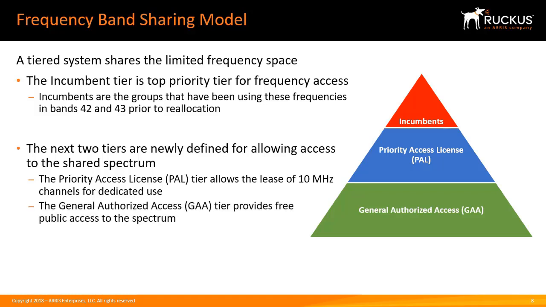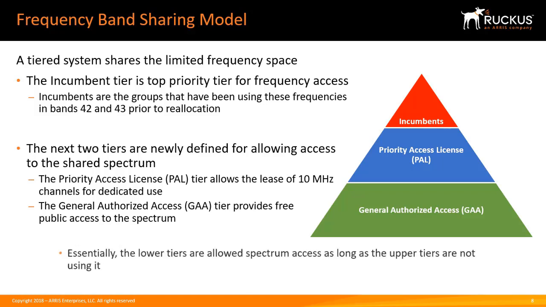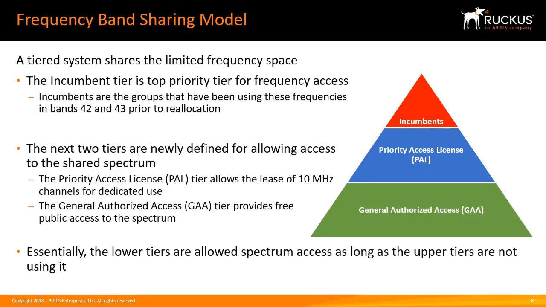The lowest tier is the General Authorization Access, or GAA tier. It provides free public access to the CBRS spectrum. Therefore, any channels within the spectrum that are not used by incumbents, which are rarely used, or PALs, which are capped to 7 of 15 10 MHz channels, are available for public use. Essentially, and this is the most important point, each tier is subject to override by the tier above it. However, the expected usage of each tier should provide fair access to all tiers when operating under normal conditions.